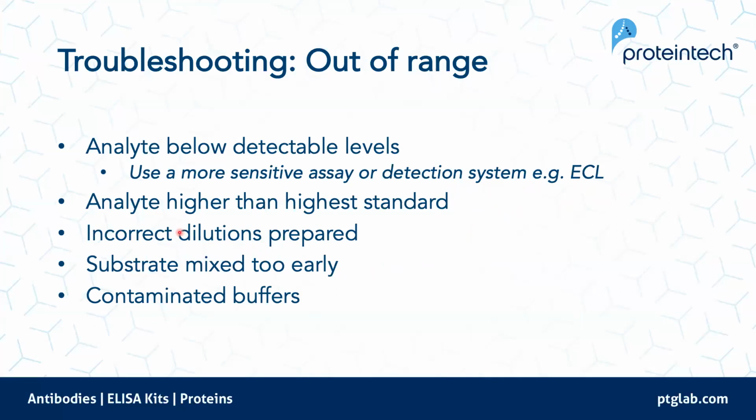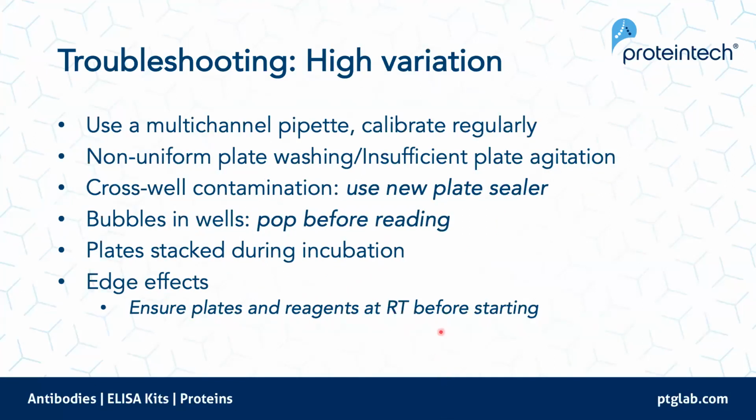If it's out of range, then it might be that you've chosen the incorrect dilution. So do look at what the manufacturer suggested. However, that is just a suggestion, so do try serial dilutions yourself to find the one that works the best. It could also be contaminated buffers or, again, poor pipetting technique or other similar human error issues.